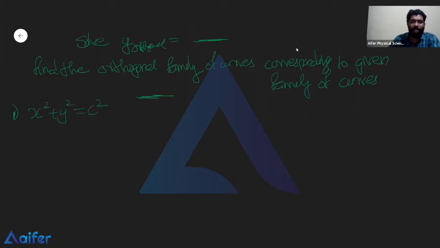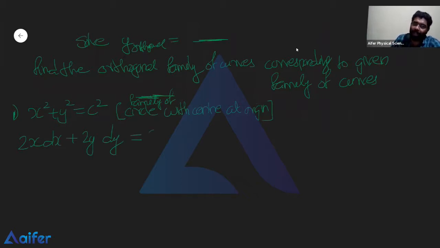So first question, the first one is x square plus y square equal to c square. What does this actually represent? Circle, right? Circle with center at origin. Better to write family of concentric circles whose center is at origin. So first we have to differentiate. So 2x dx plus 2y dy equals 0, upon differentiation that constant is eliminated, right?